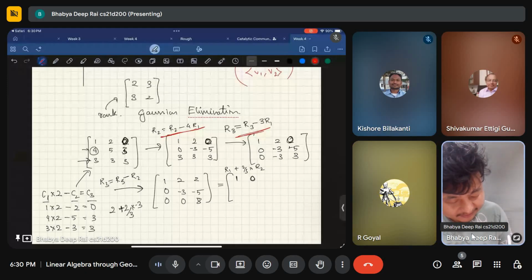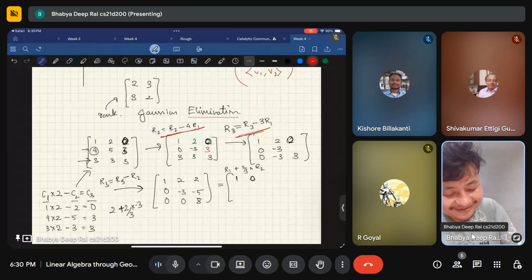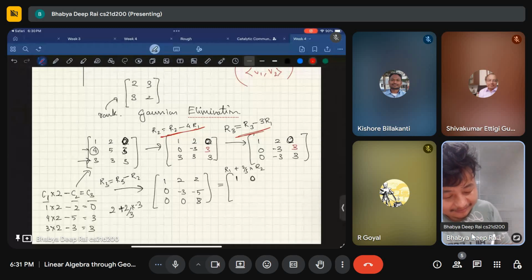3 minus, so this will be 3. This is correct. Yeah. Now it's working out. Thanks a lot. So now you can easily see that these two columns have become linearly dependent. Now all you need to do is R3 equals R3 minus R2, and this entire thing will become 0. And this will remain 3.